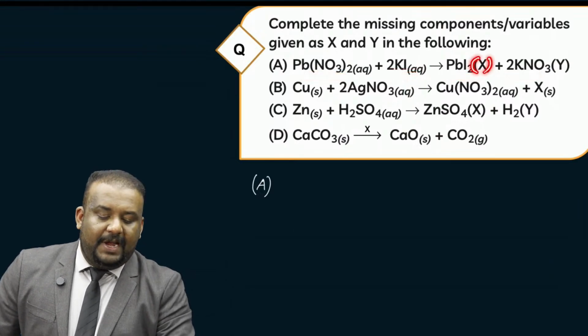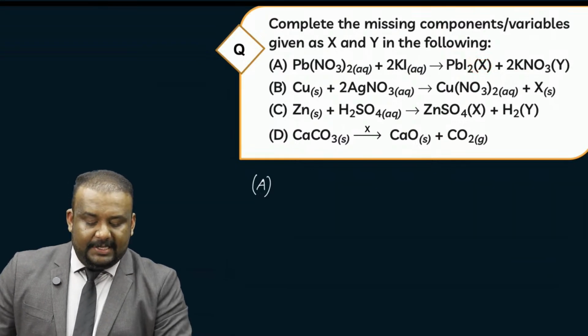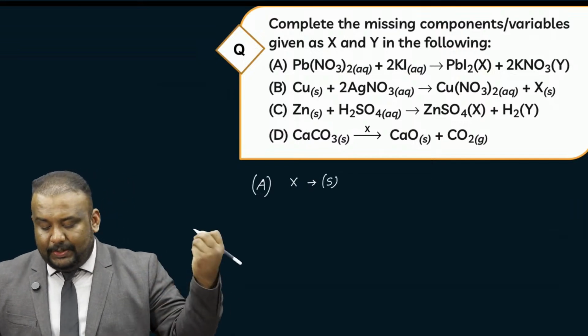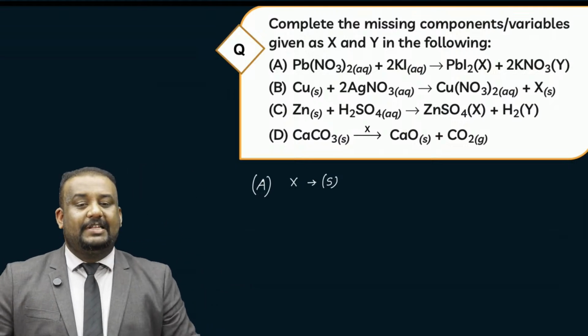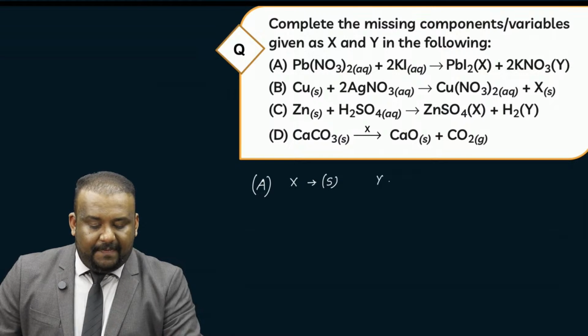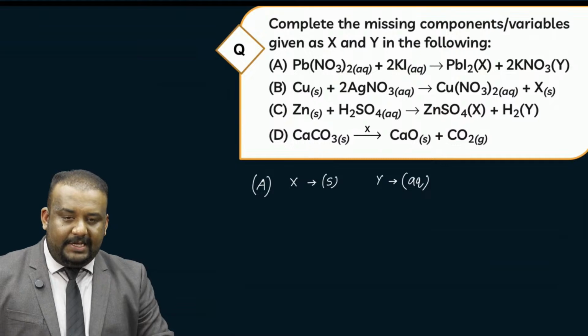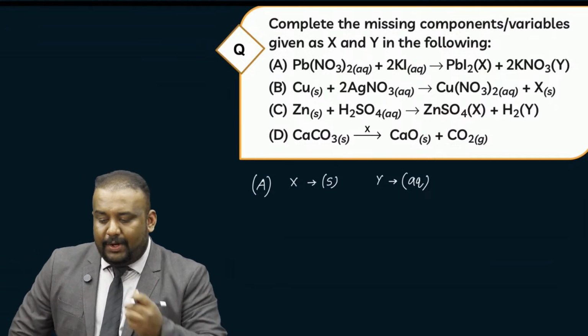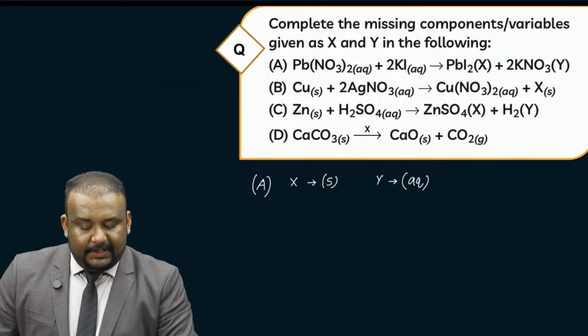What is the state of lead iodide? That is what is indicated as X here. X is a precipitate. A precipitate is an insoluble mass. Since it is an insoluble mass, we will write it as s, solid. And what will be the state of KNO3? KNO3 is soluble in water, so it will be aqueous. So we'll write aq along with KNO3. Okay, so that is also clear.